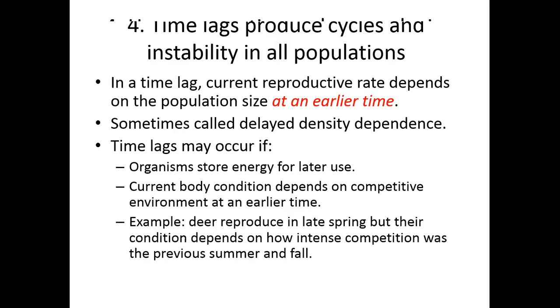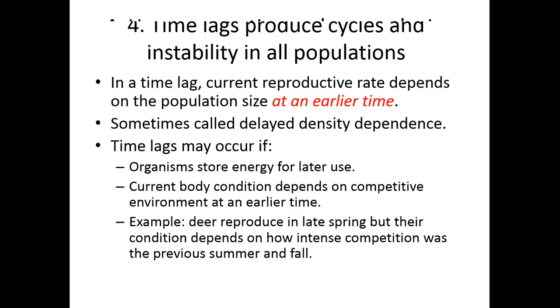So a good example is that deer reproduce in late spring. Okay, but winter is really hard, right? And we know that deer die over the winter. And what really matters to the deer is not how many individuals there are in late spring when they're trying to reproduce, but what the competitive environment was like the previous fall when they were trying to fatten up. So was there a lot of competition in the previous fall? If so, they may not have been able to store a lot of energy, and they may reproduce relatively little compared to their current numbers.